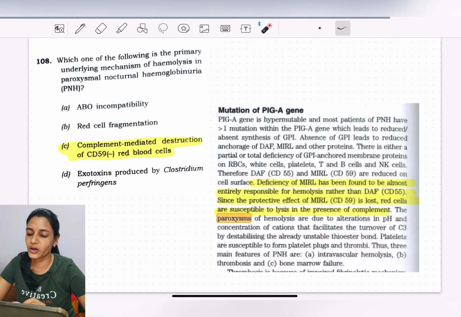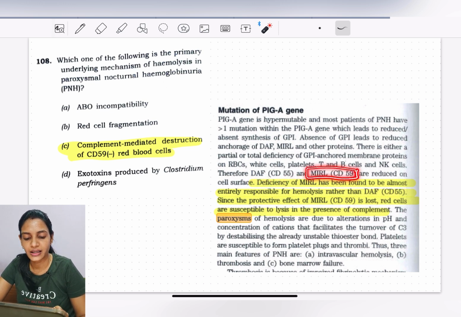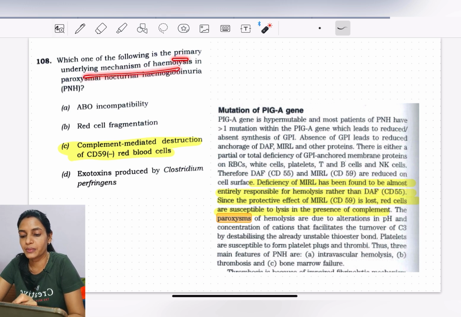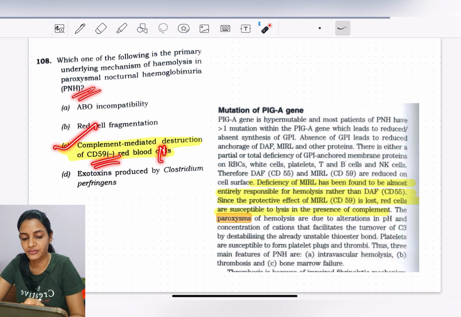Next they are talking about paroxysmal nocturnal hemoglobinuria. We all know about DAF and MIRL, CD55 and CD59. So deficiency of CD59, that is MIRL, has been found to be almost entirely responsible for hemolysis rather than DAF. So they were asking the primary underlying mechanism of hemolysis in PNH. So answer is CD59, which is MIRL.